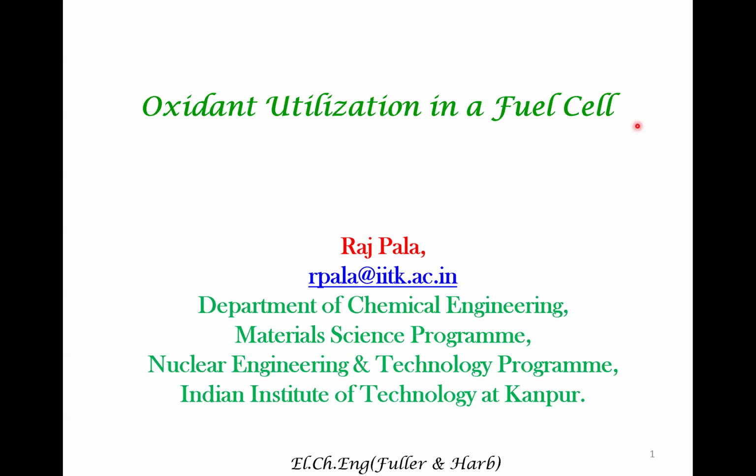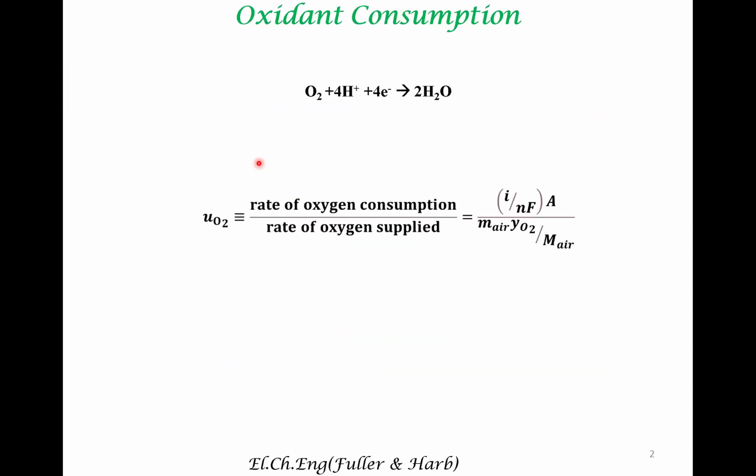Welcome back. In this lecture, we will look at oxidant utilization in a fuel cell. The typical oxidant in a fuel cell is just oxygen. Oxidant is one which gets reduced while oxidizing something else, right? Oxygen is getting reduced during the operation of fuel cell.